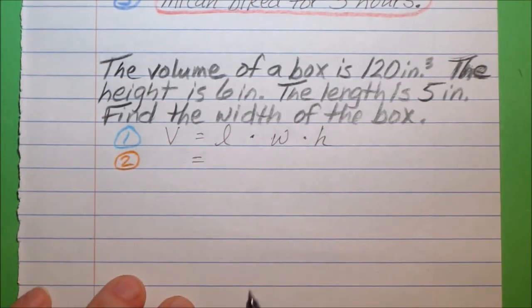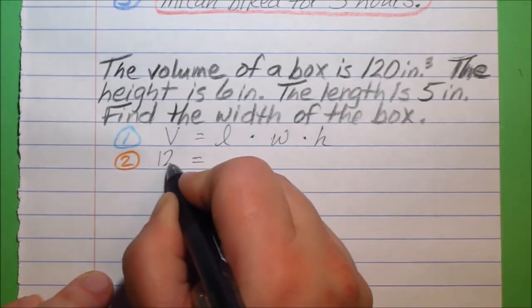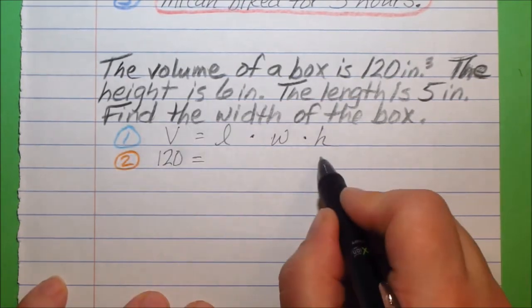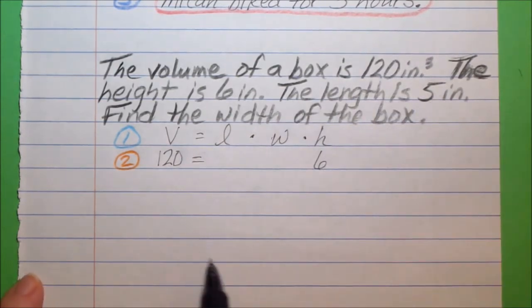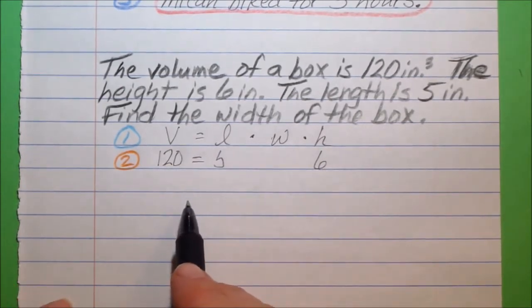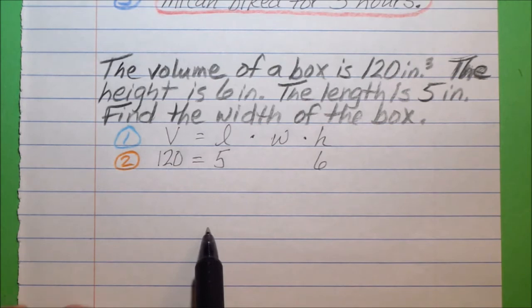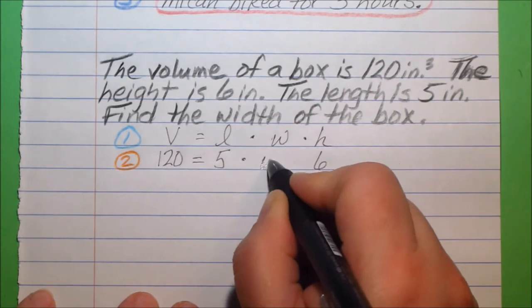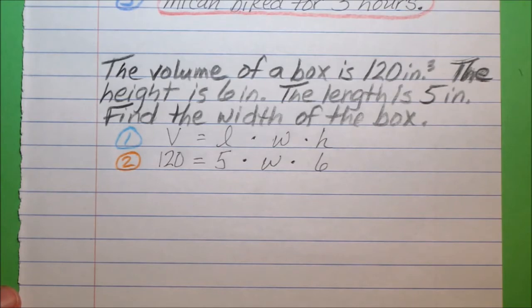So what do they tell us? They tell us what the volume of the box is, 120 inches cubed. So I'll put the 120 right under the V for volume. They tell us what the height is, that's 6 inches. So I'll put 6 right under the H for height. I have a feeling I said length. But 5 now goes under the L for length. They're asking us to find the width of the box, so we don't know that. So I'll just bring down the rest of the expression, and I've plugged in all my known values.